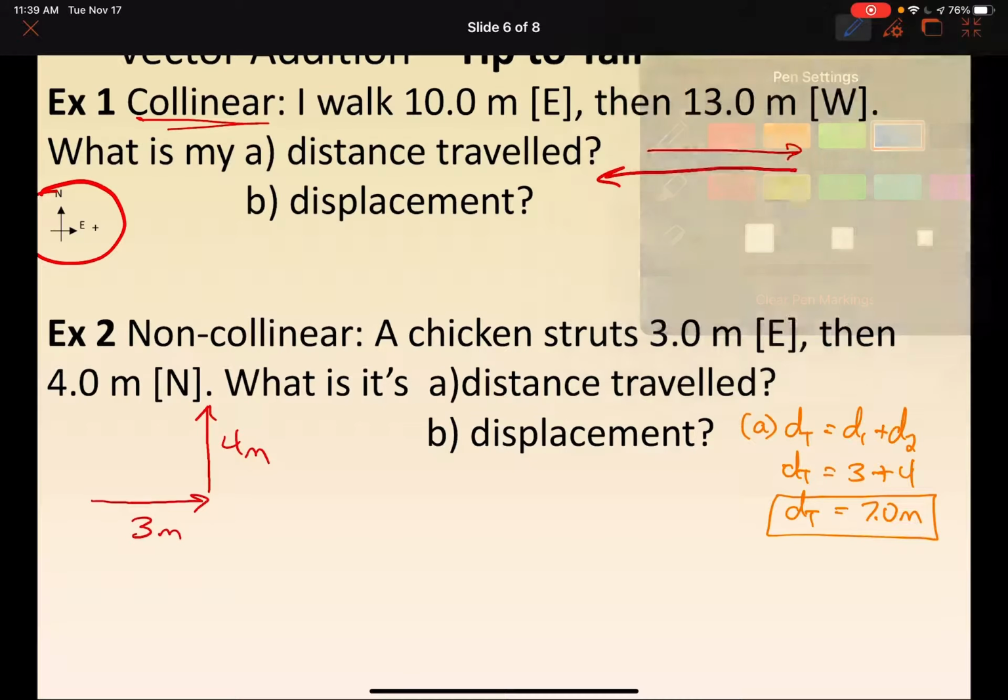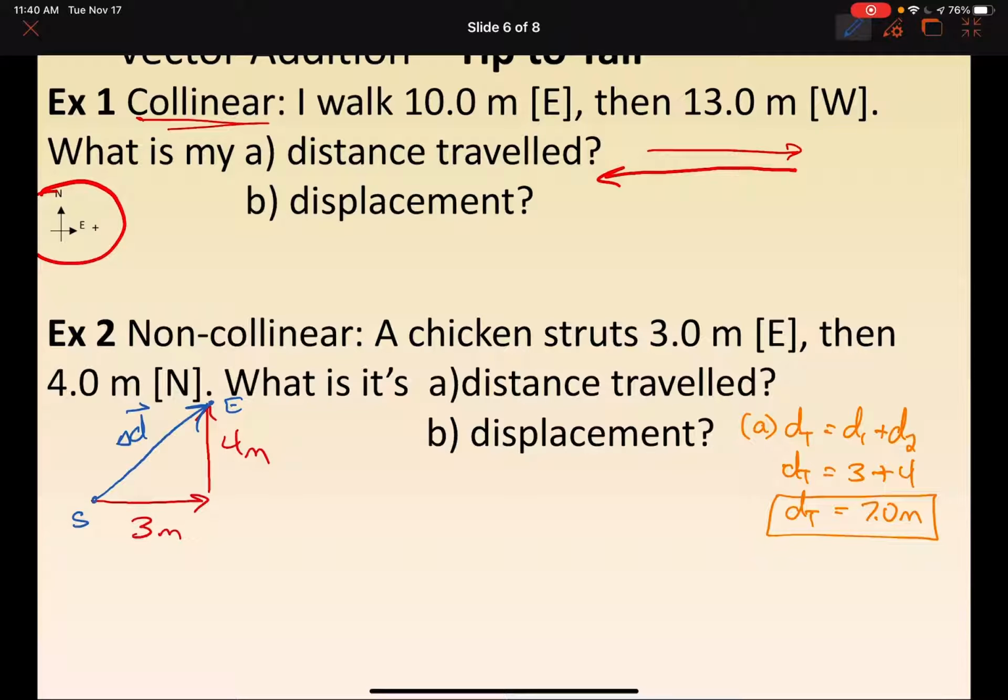Let's look at part B. Let's go to blue here. Part B is the straight line from start. So again, remember that's where I start, or the chicken or whatever it is starts, and this is where it ends. The straight line from start to end is this thing right here. This is my displacement. So I need to find out the length of that blue line.